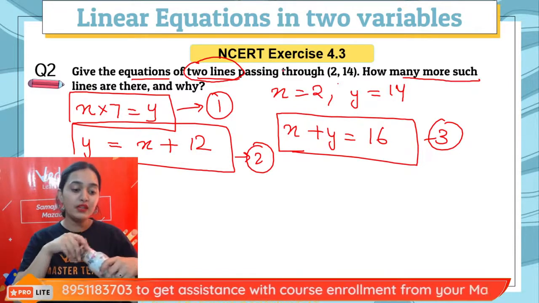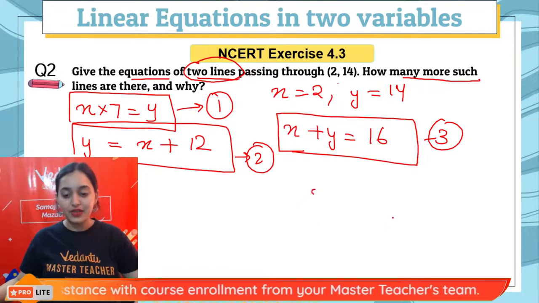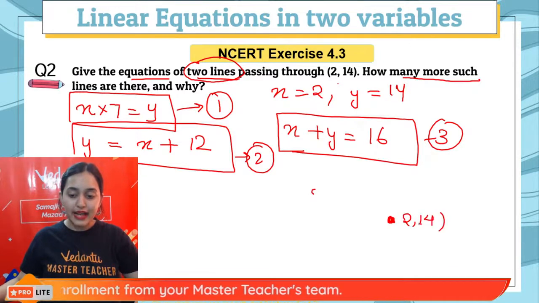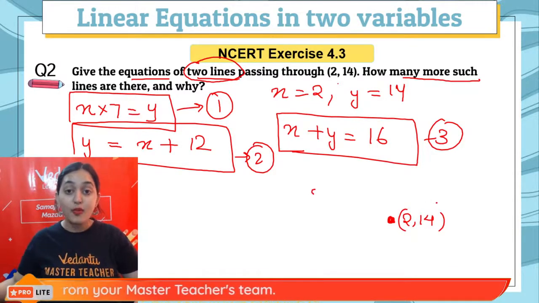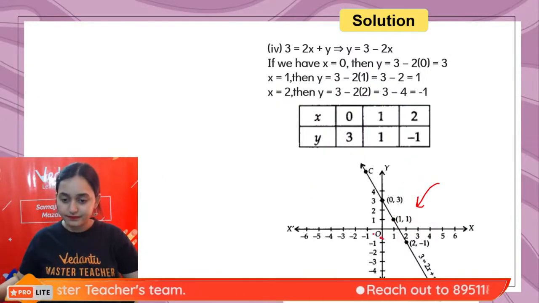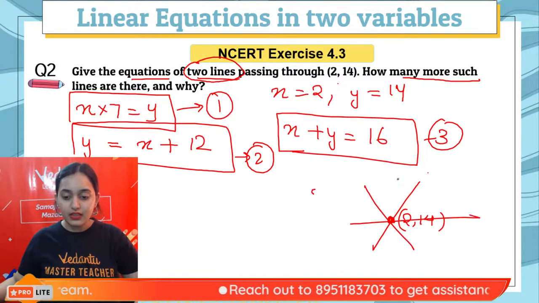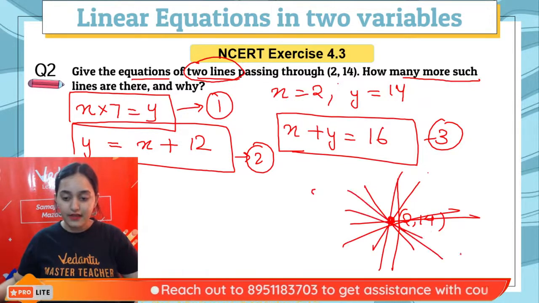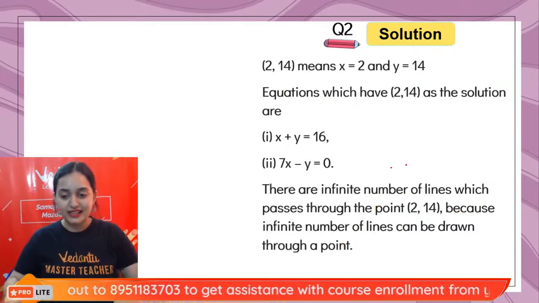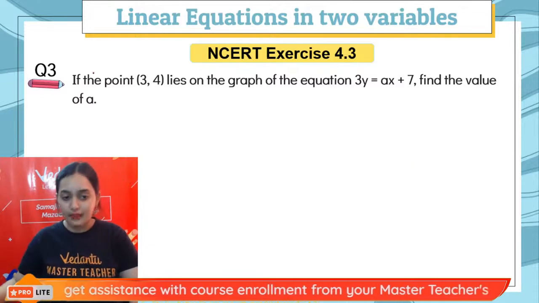How many more such lines are possible? Infinite. Absolutely right. Because अगर मेरे पास एक point है 2, 14, then how many lines can be formed? So I can form 1, 2, 3, 4, 5, 6, 7, 8, infinitely many lines. Right, guys? Now, let's move on to question number 3.